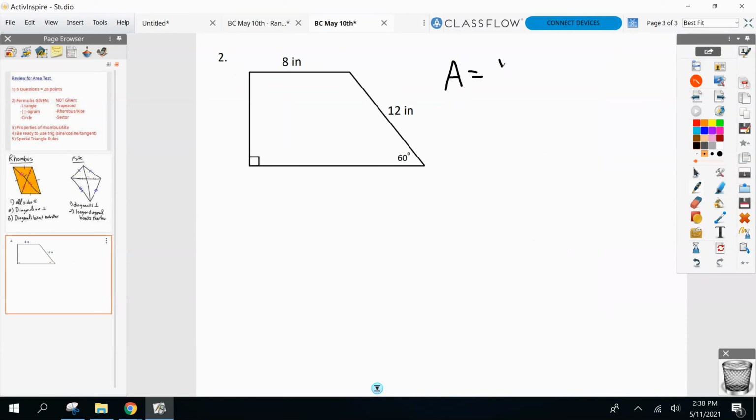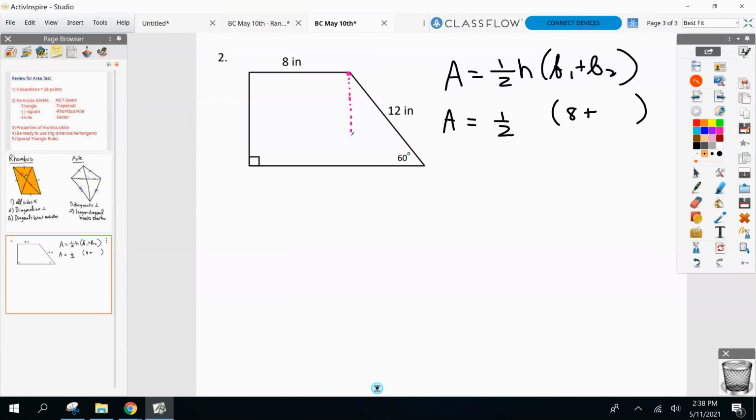All right, so this is a trapezoid. So I get my trapezoid formula, 1/2 the height times the bases added together. I'll look at my diagram, and I have one base at least, which is 8. So I have 8 plus whatever that other base is. Let me draw in the height. Once I draw in the height, I notice, hey, I just made myself a 30, 60, 90 triangle. This is also 8 inches down here.